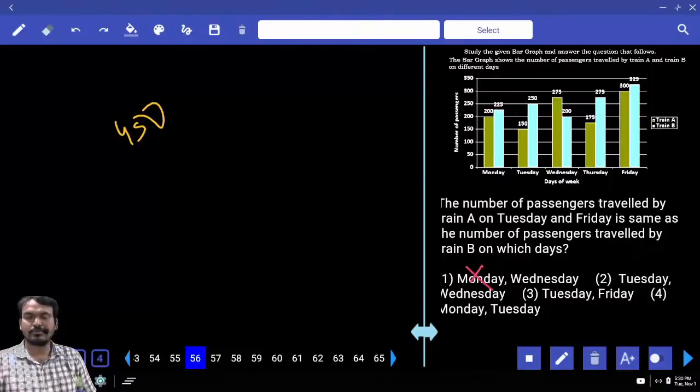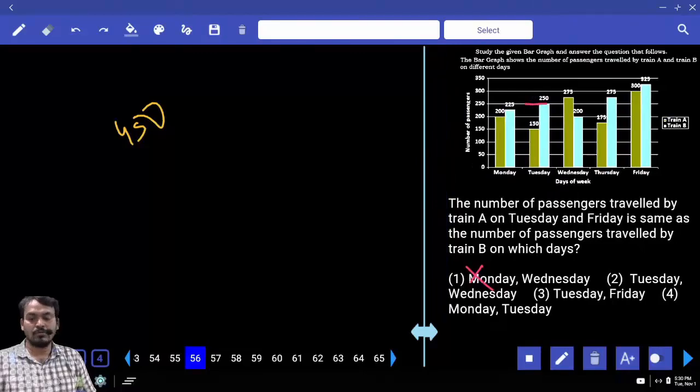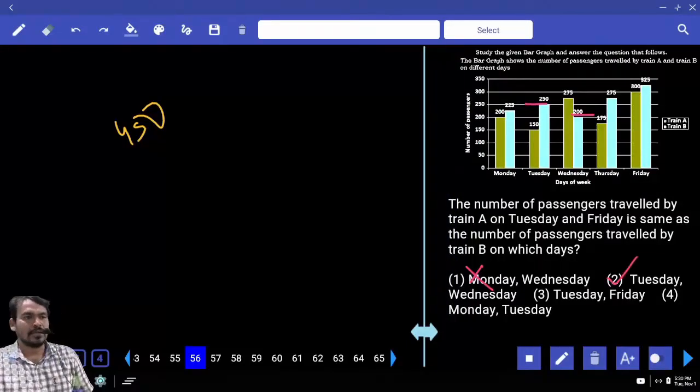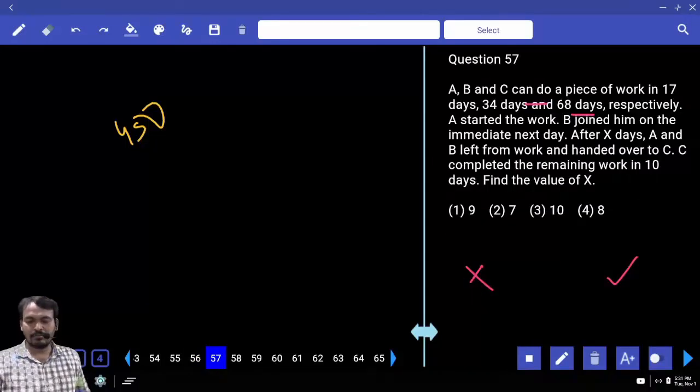What is the second option? Tuesday and Wednesday. What is the B Tuesday value? 250. Wednesday 200. Both add to 450 or not? Means it is the same as which one? Second option or first option? Second option. Out of the 4 options, the answer is only one option or not? Then we get the second option as the answer. Next question number 57.